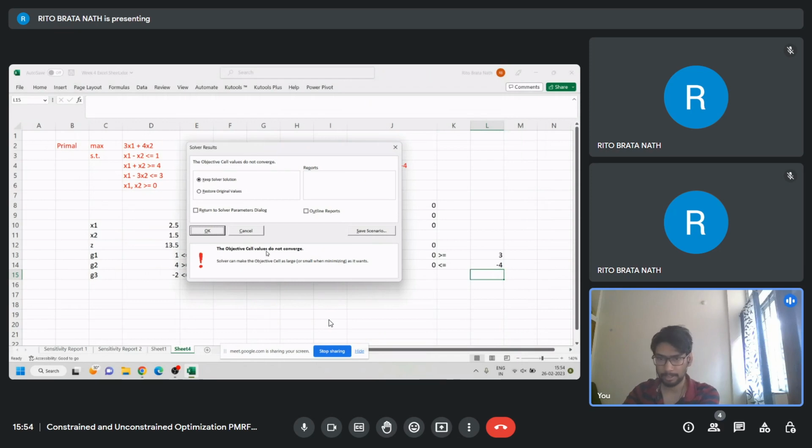The objective cell values do not converge. So solver can make the objective cell as large or small, when minimizing, as it wants. So that means for a maximization problem, the solution can be as large as possible. So there is one option, I think, the primal has an unbounded solution. So option C is correct because that's the message that you are getting from the solver.